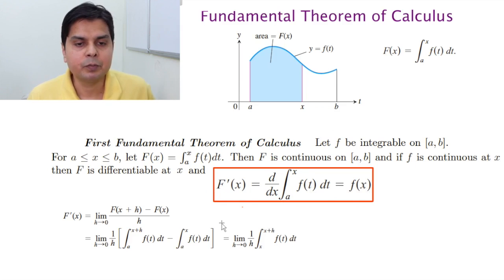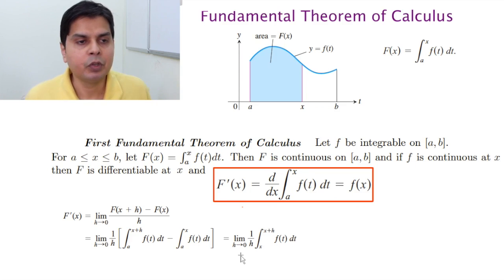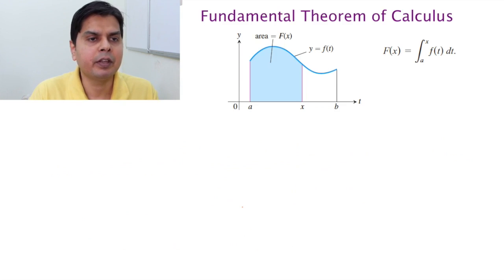Now let's derive this theorem. So F prime x will be the limit h tending to 0 of F(x+h) minus F(x) by h. I had shown this in an earlier slide also. So this will be the limit h tends to 0 of 1 by h times the integration from a to x+h minus the integration from a to x. So this will be the integration from x to x+h of f(t) dt. Now I have to find out the value of this integral from limits x to x+h. For that I will use a very simple theorem of definite integrals.